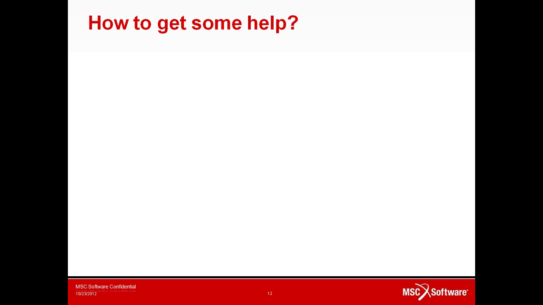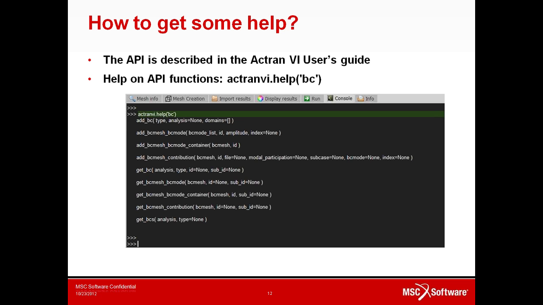Due to the extensive amount of functions, object types, and properties, it is important to get access to a complete help. As indicated previously, the complete list of functions, including their arguments and syntax, is provided within the Actran VI User's Guide. An interactive help is also provided within the console of Actran VI. The help function provides the help for a required function. In the shown example, all functions containing the name BC are listed, including their syntax, required arguments, and default values for the different arguments.